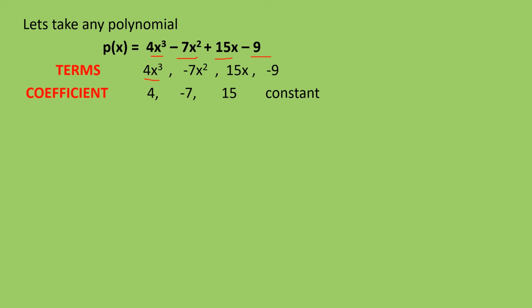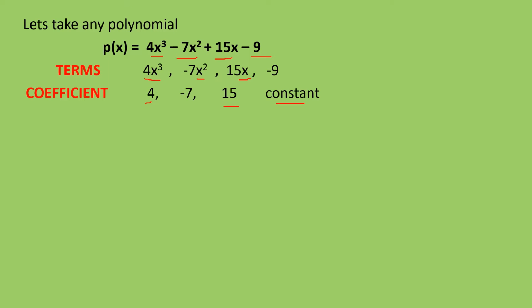So in 4x cube, with the variable x cube, we have the number 4. That means 4 is the coefficient. With the variable x square, we have minus 7. So minus 7 is the coefficient of the second term. With x, we have 15. That means 15 is the coefficient of the third term. And the term which is without any variable is the constant.